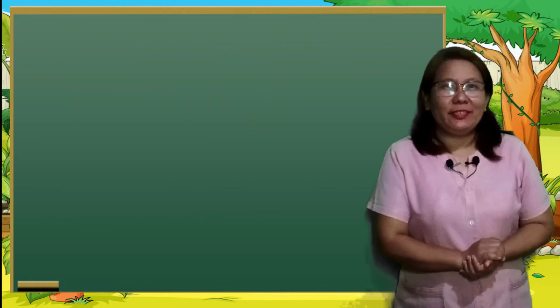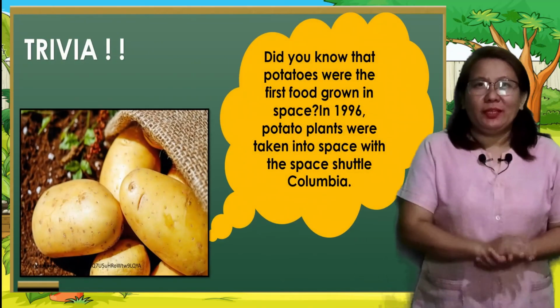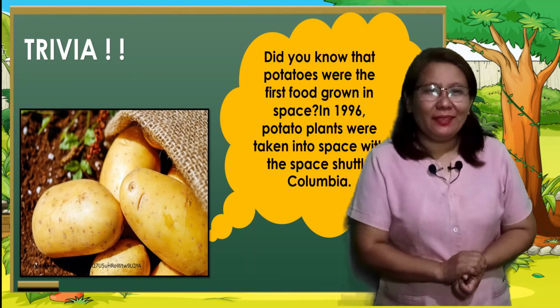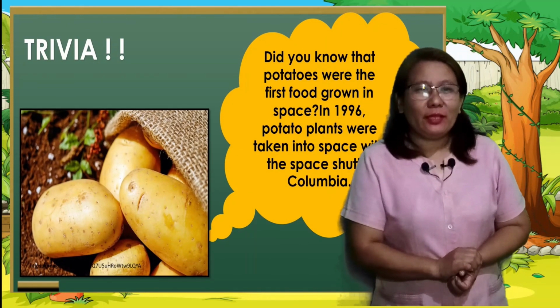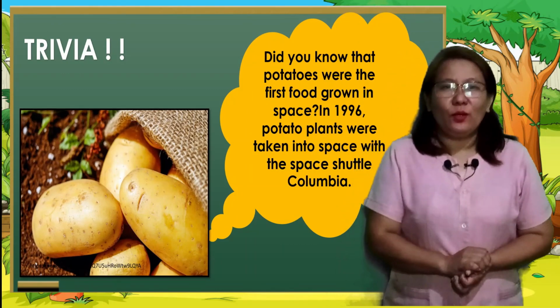I hope you learned something. Our trivia for today is, did you know that potatoes were the first food grown in space? In 1996, potato plants were taken into space with the Space Shuttle Columbia.